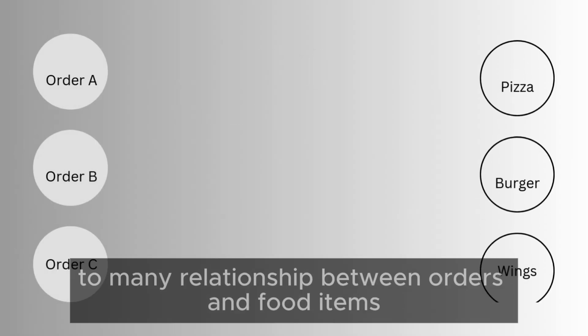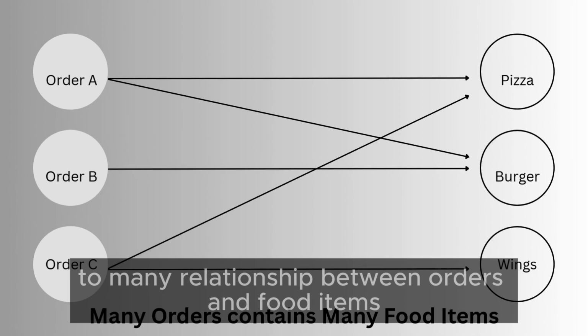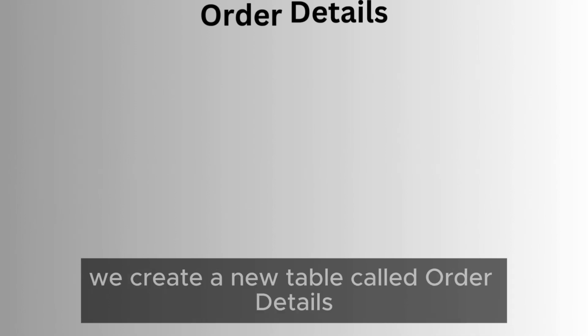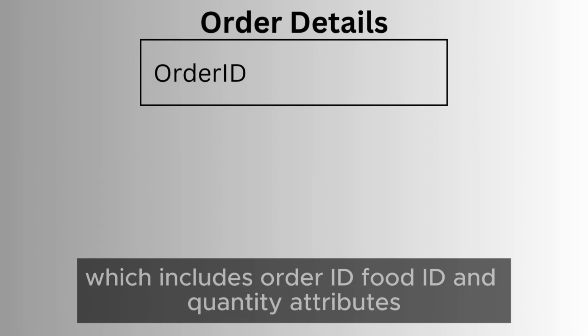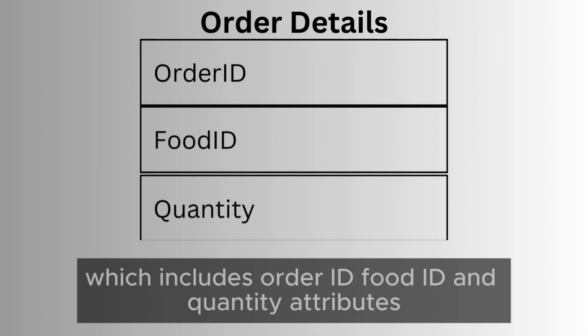To handle the many-to-many relationship between orders and food items, we create a new table called Order Details, which includes order ID, food ID, and quantity attributes.